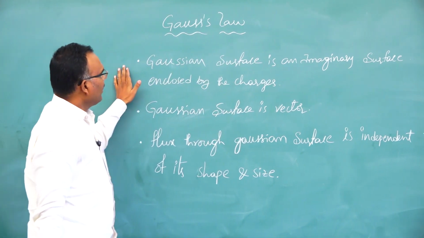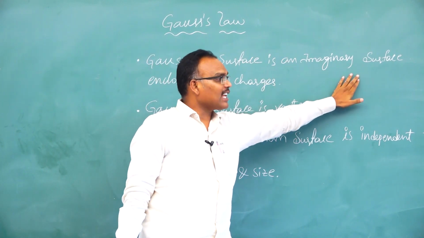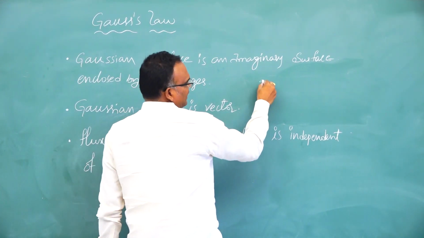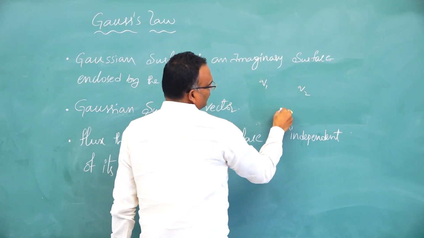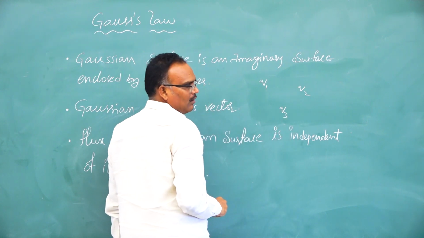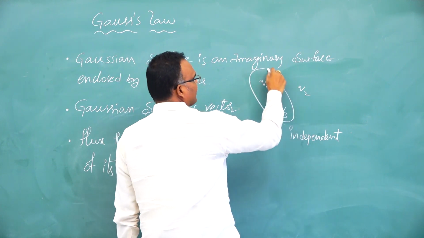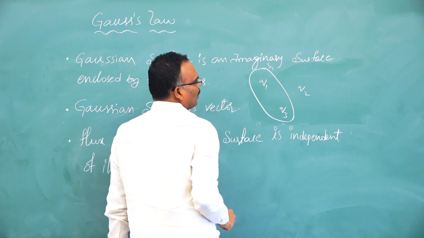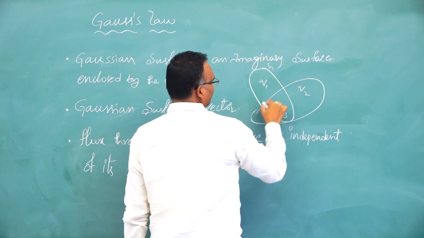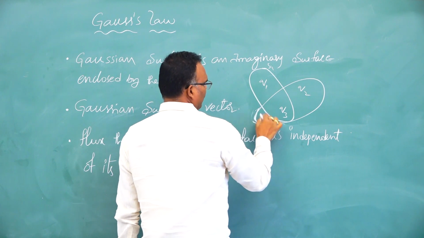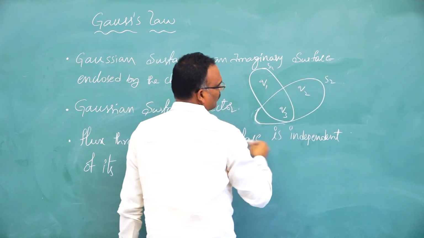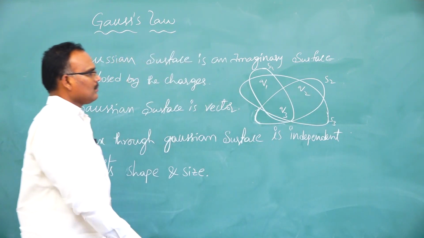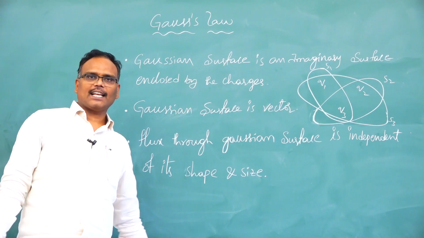Okay, some important points related to Gaussian surface. The first one is, Gaussian surface is an imaginary surface enclosed by the charges. Here I have taken, say, this is a Q1, this is Q2, and somewhere here I have Q3. For example, this is one of the Gaussian surface. This surface is say S1. Okay, now I have another surface of any shape, doesn't matter. This is say S2. I have here one more surface, say S3. I have drawn three Gaussian surfaces.